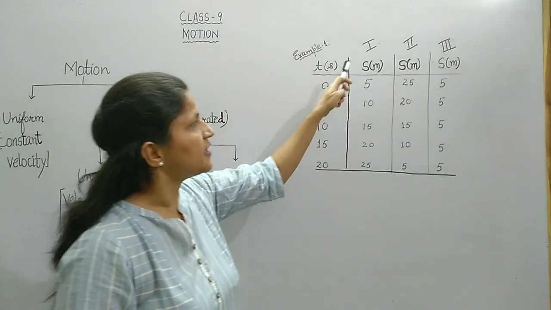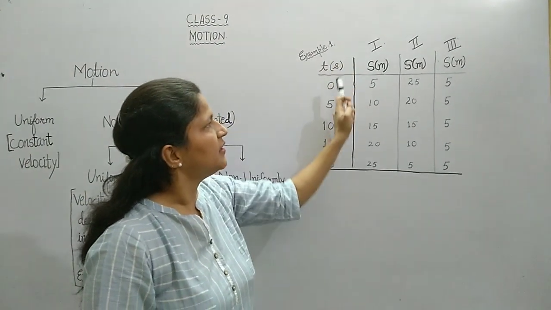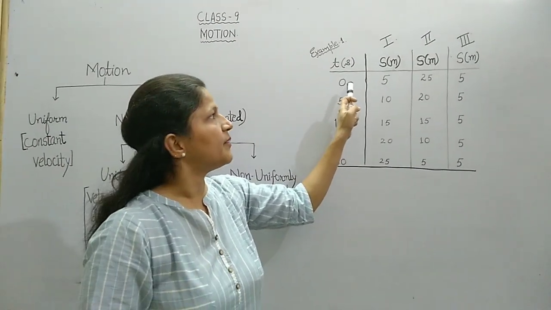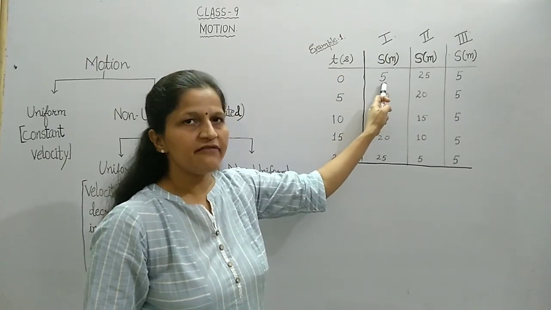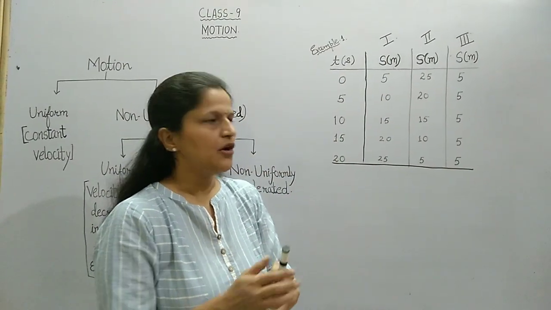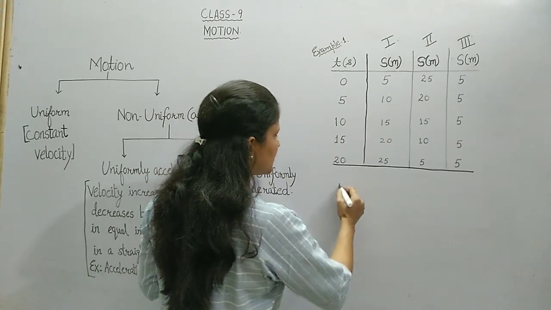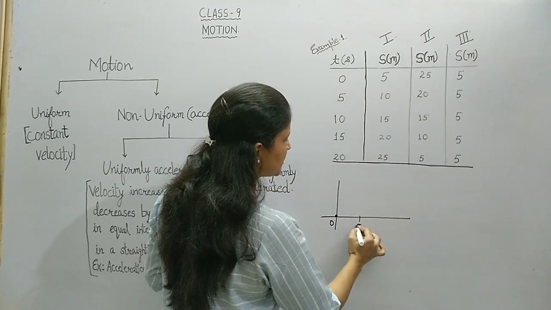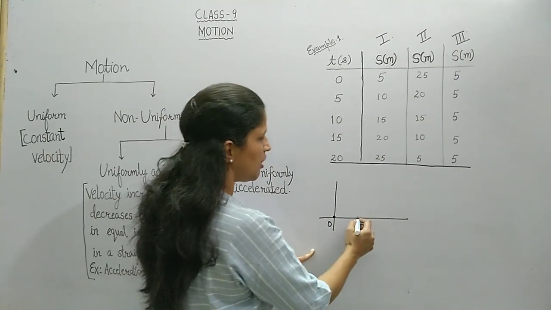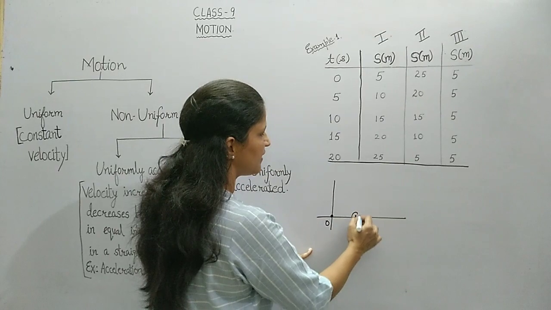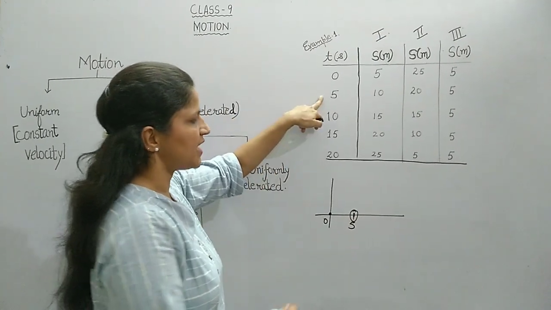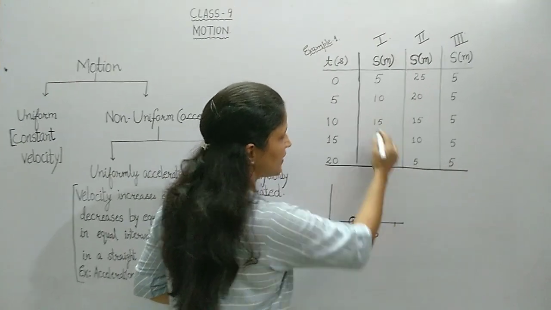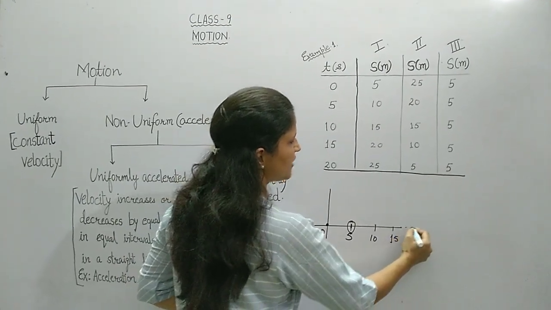Let us look at the displacement of object number 1. When time was 0, that is when the observation just started, object number 1 was at 5 meters from the observer or from the origin. Suppose this is the coordinate axis, this is our origin and this is 5 meters. So at t equal to 0, object number 1 was at this point. After 5 more seconds, the object moved to position 10, and then after 5 more seconds, 15, and so on.